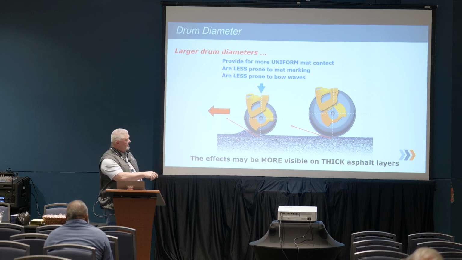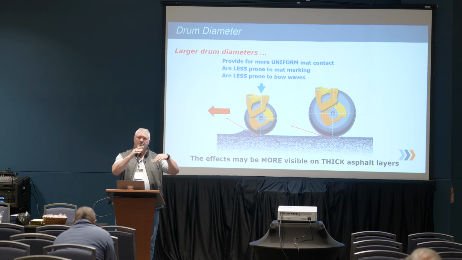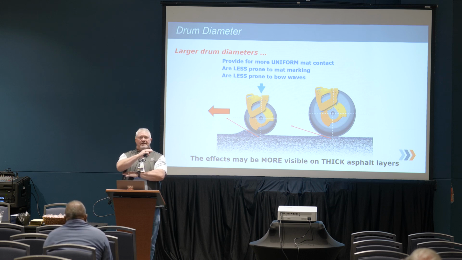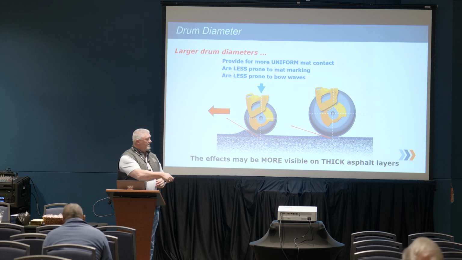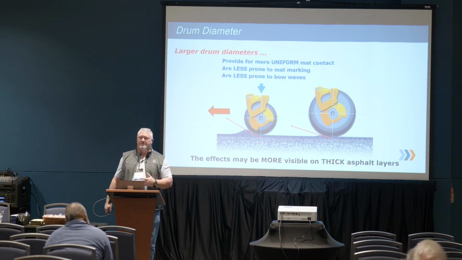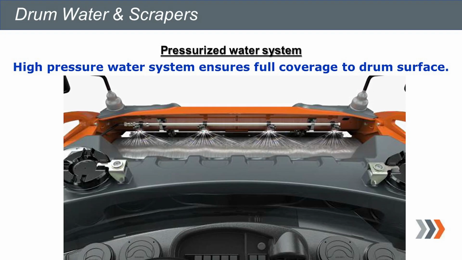So with a larger diameter drum, our angle of attack is less, so more material is going underneath the drum, getting compacted and being pushed out in front of it. So now we have less of a bump when we come to stop, and we're not going to see any kind of hairline cracks back here. So looking at drum diameter is a big thing.